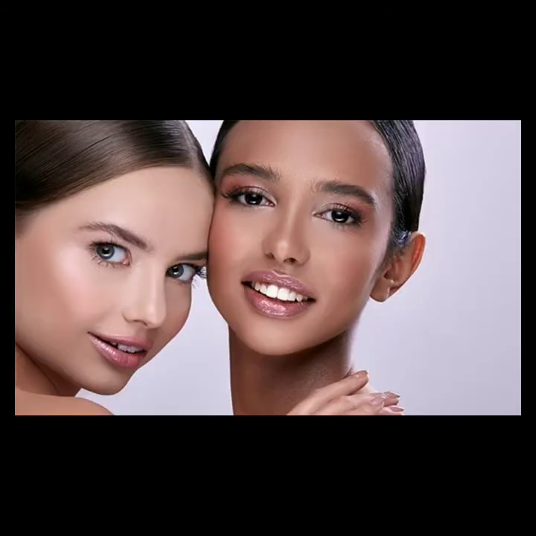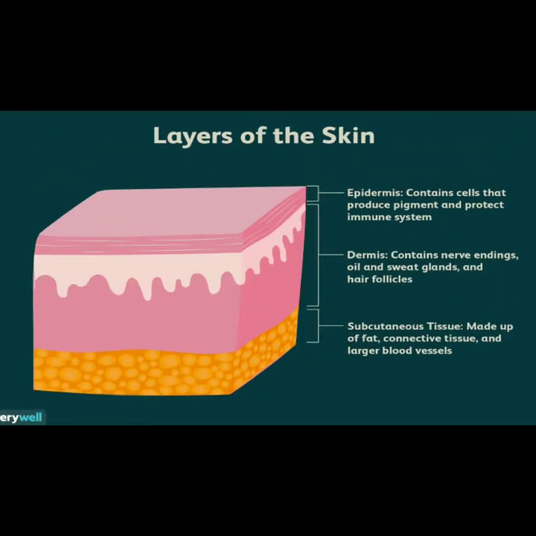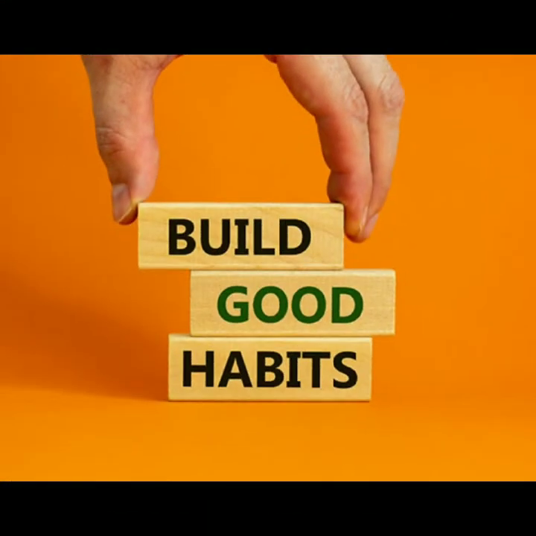Your skin is the largest organ in your body. A healthy skin reflects a healthy body. The skin is made up of three layers: the epidermis, dermis, and subcutaneous layer. A good habit that maintains and improves your health can also be good for your skin. Follow this tip to keep your skin looking attractive and healthy.